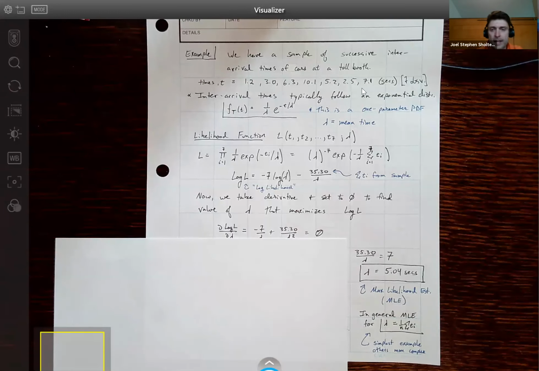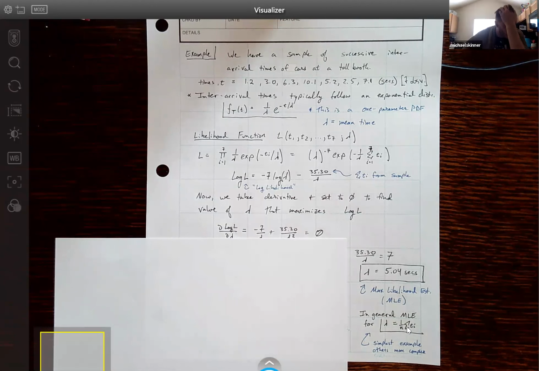So this is our maximum likelihood estimator of lambda. And in general, the maximum likelihood estimator, or MLE, of lambda is just simply the sum of t over n. Maybe I didn't do that right. For my mean, I got 5.05. Yeah, you know what? I didn't do that right.